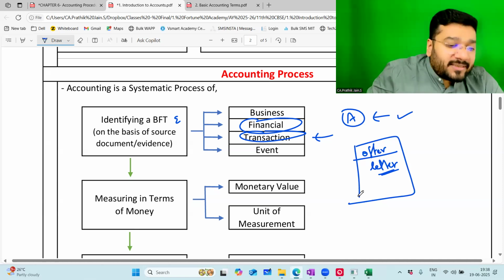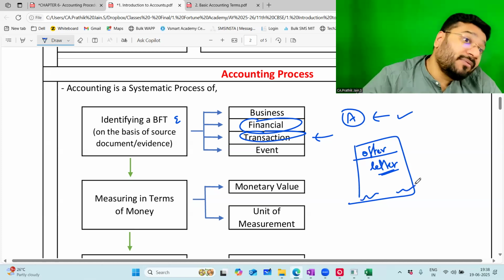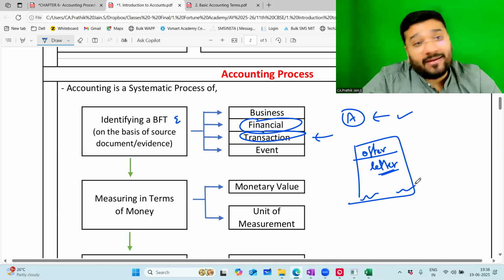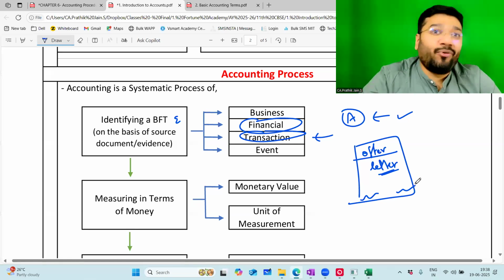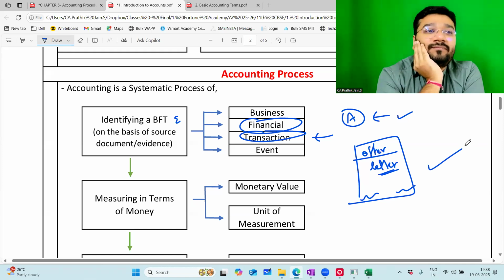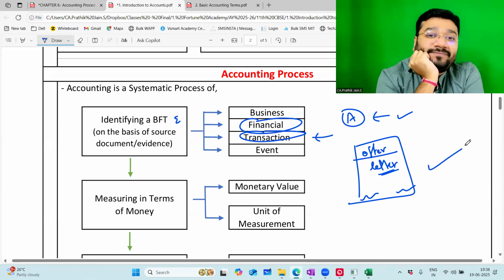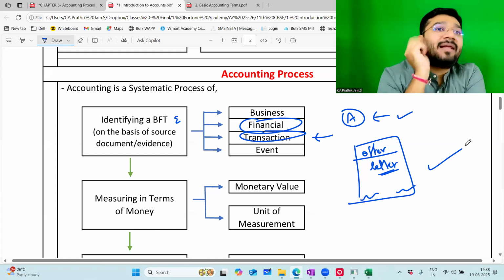This offer letter is signed by both the parties. Who is signing? The employer, the businessman, is signing. The employee, that staff, is signing. Both of them are signing. Is this a transaction or not? I told you, anything that happens between two people. Yes, sir, this is a transaction. Any type of activity happening between two people is a transaction.